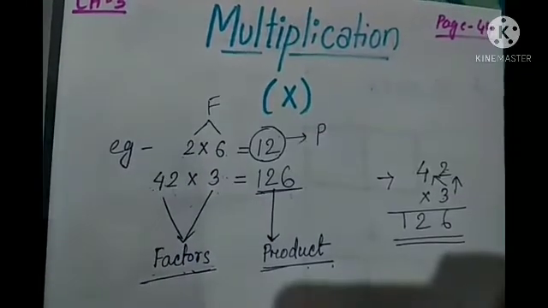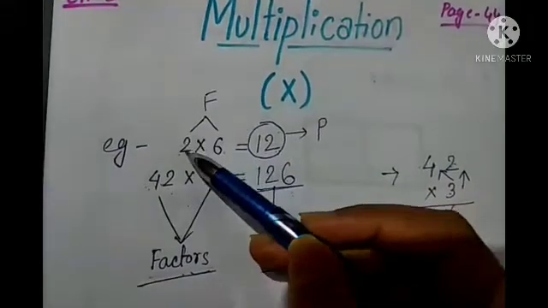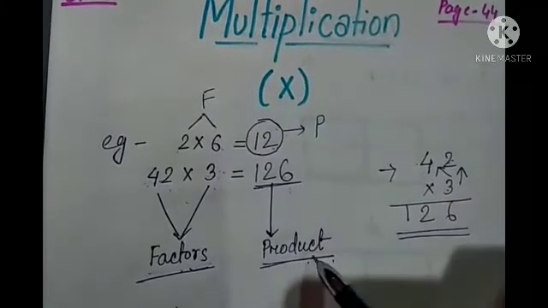Okay students, I think you understood what are factors and what is the product. The two numbers which we multiply, they are the factors of that number, and the number we get, that is our what?